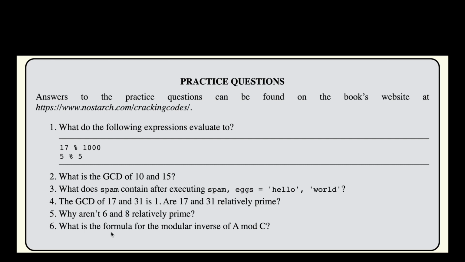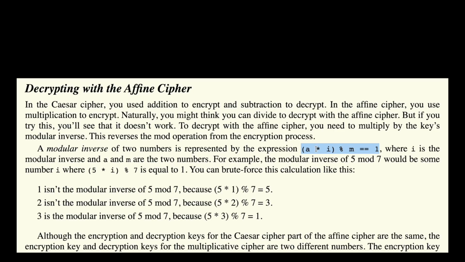And the final question is, what is the formula for the modular inverse of A mod M? If you think back, the formula is of course A, the key, multiplied by the modular inverse I, modulo M, the size of the cipher wheel that we're using, and that needs to be equal to 1.